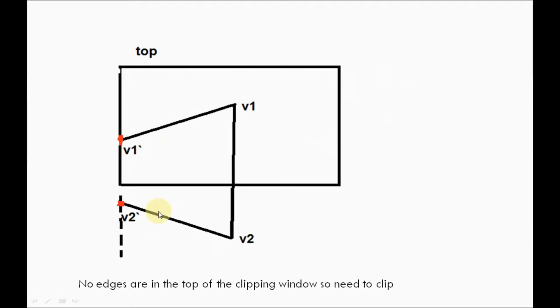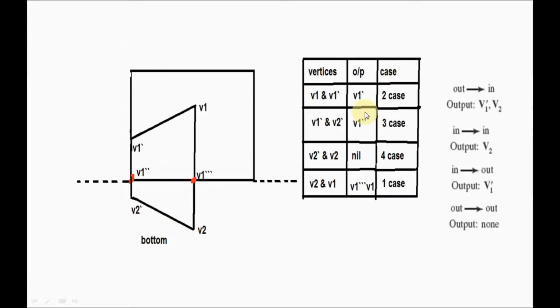Again the polygon remains the same. Now I have to clip from the bottom. I have to clip the bottom part of the polygon. Here, I'll consider vertex v1 and v1 dash. Both are inside. Both are inside means you have to consider the second vertex.